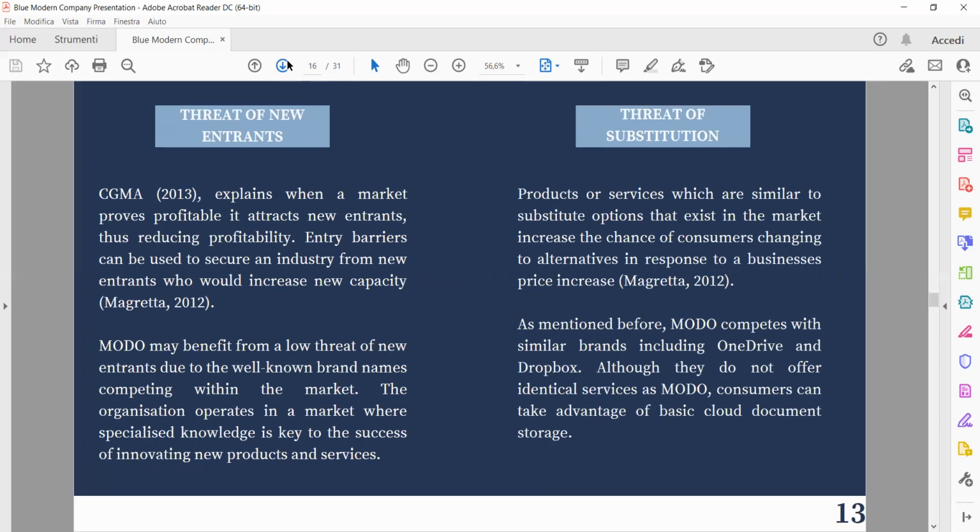Lastly, the threat of substitution. Products and services which are similar to substitute options that exist in the market increase the chance of consumers changing in response to a price increase. As mentioned before, MODO competes with similar brands. Although they do not offer identical services, consumers can take advantage of basic cloud document storage. However, there are limited competitors who offer MODO's leading technology, where documents can be filtered and all passwords and accounts are saved and linked. This makes it difficult for customers to find a substitution and lowers the threat.